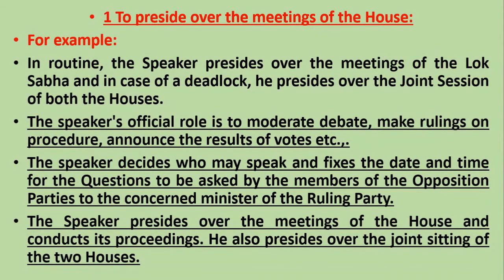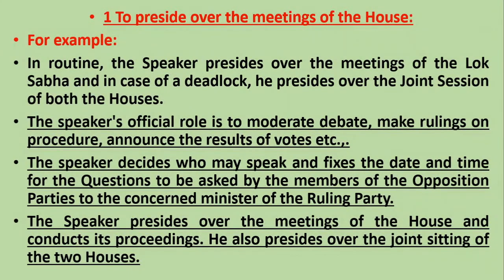The Speaker's official role is to moderate debate, make rulings on the procedure, announce the results of votes, etc. The Speaker decides who may speak and fixes the date and time for the questions to be asked by the members of the opposition parties to the concerned minister of the ruling party.